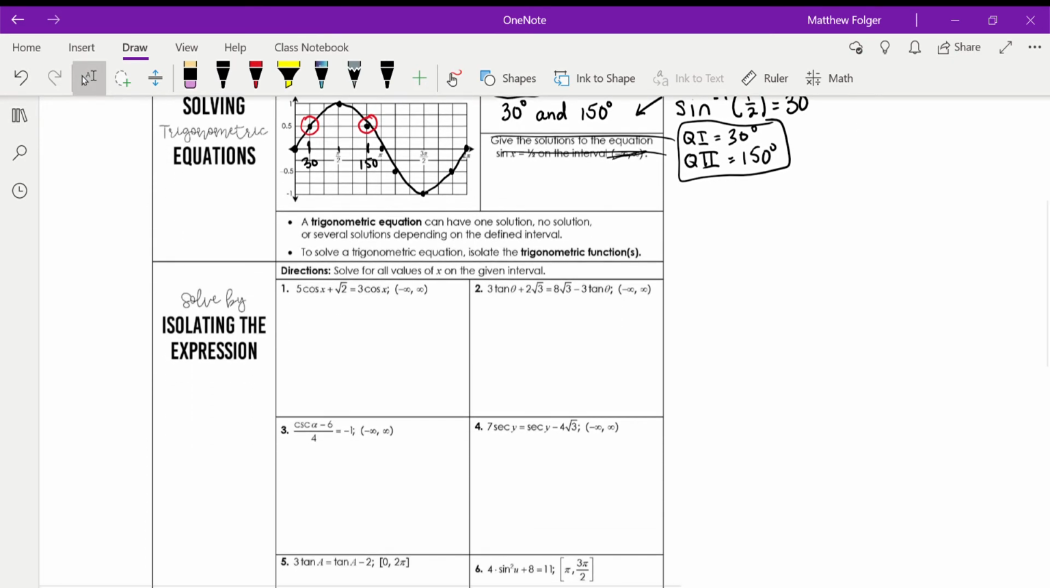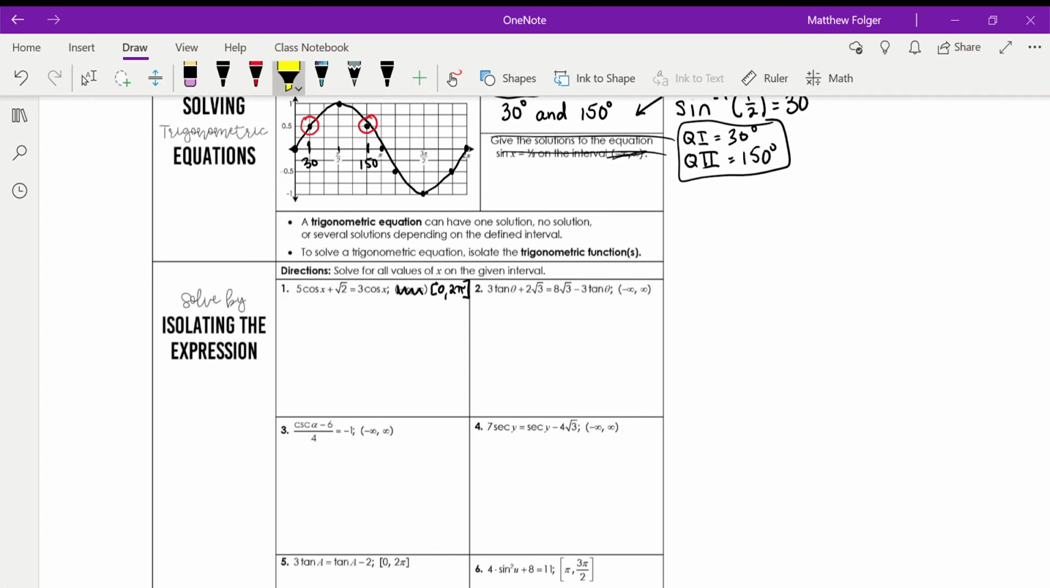So if you look at this first example, we are told to solve this equation. We're told 5 cos x plus square root of 2 equals 3 cos x. And we're going to change this to say, let's not solve it in that, let's just solve it between 0 and 2 pi, or 0 and 360. So just like we did in this original one.